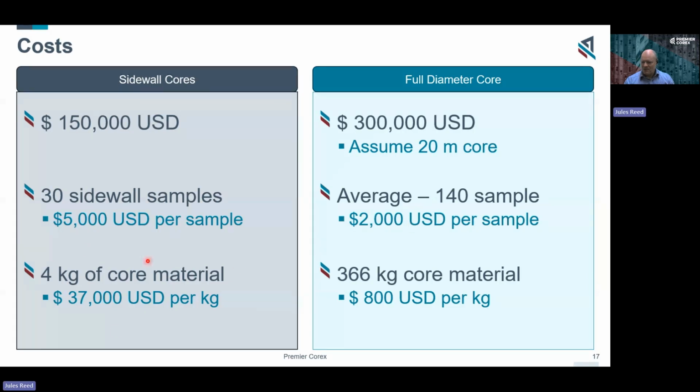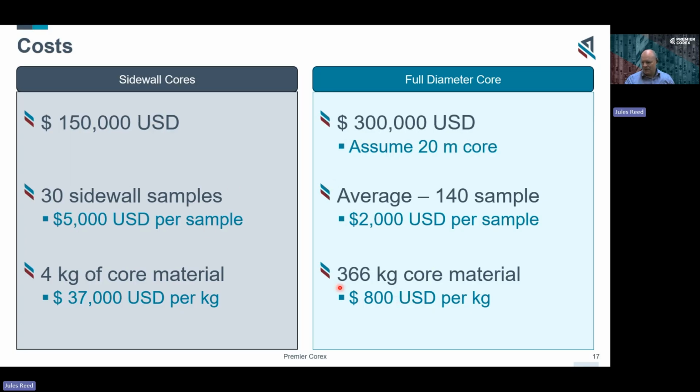Or if we look at it in terms of weight of material acquired, 30 samples of XL core or Max Core XL rock would be about 4 kilos of core material. So that's $37,000 per kilo of core material. Whereas in a full diameter core, at 20 meters, you would have approximately 360 kilograms of core material. That's roughly $800 per kilo of core material.